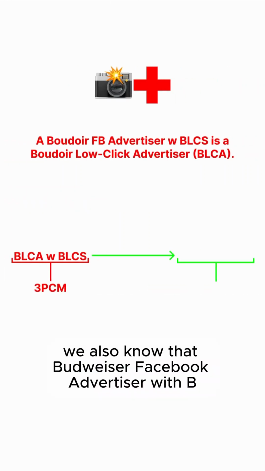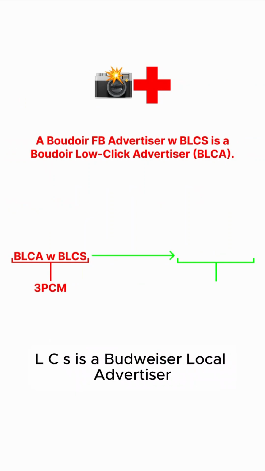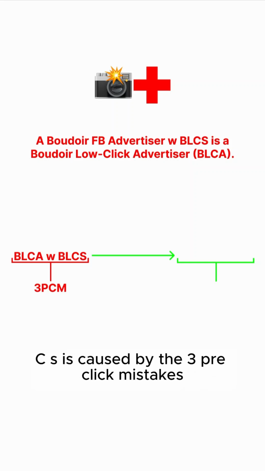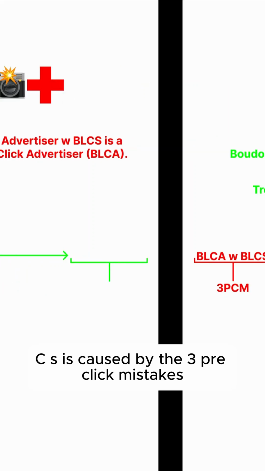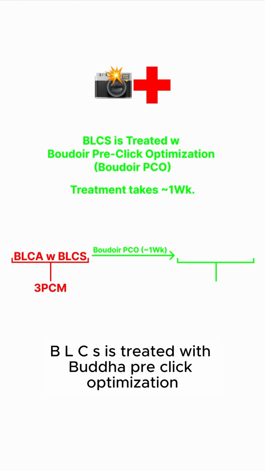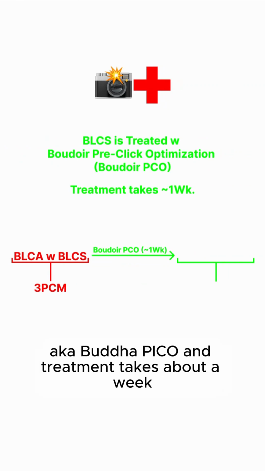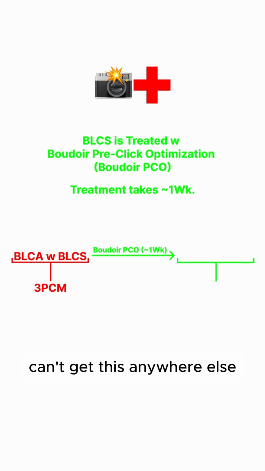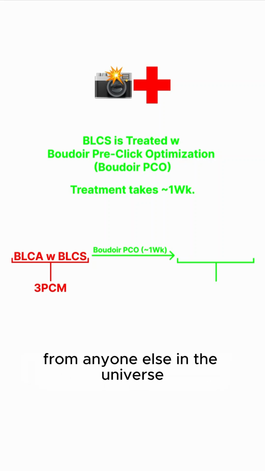We also know that a Boudoir Facebook advertiser with BLCS is a Boudoir low click advertiser, a BLCA. So, building our universe here, we've got a BLCA with BLCS caused by the 3 pre-click mistakes. Solution: BLCS is treated with Boudoir pre-click optimization, aka Boudoir Pico, and treatment takes about a week. And we know this because we invented it. You can't get this anywhere else from anyone else in the universe.